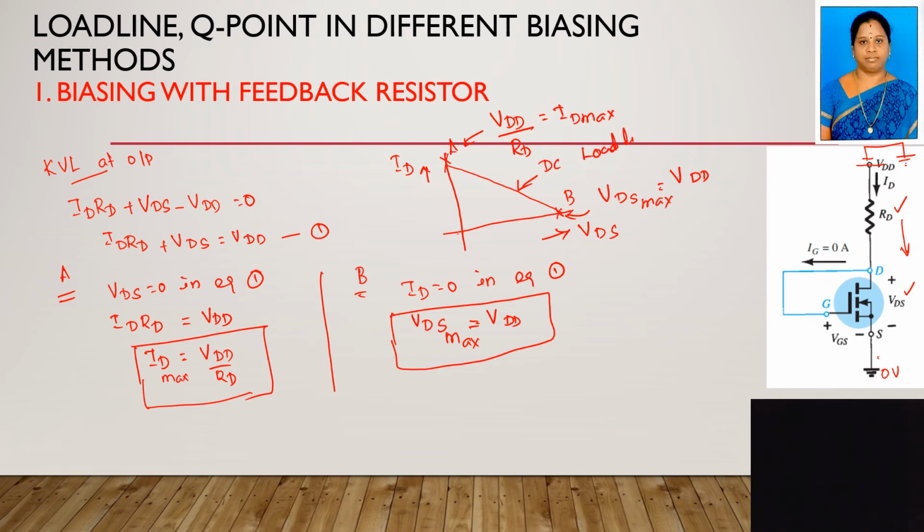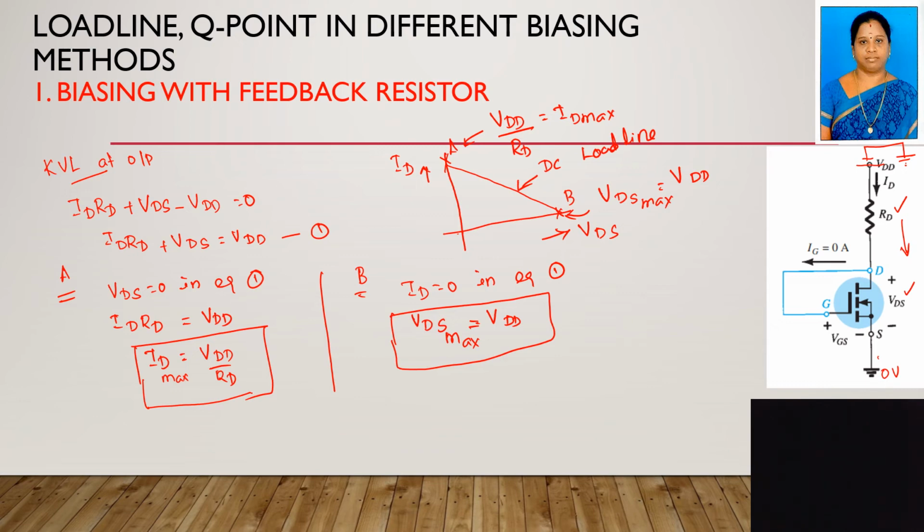If you want to draw the DC load line, always we have to apply the KVL at the output side, right? You will be getting one equation. In that equation, you have to substitute VDS equal to 0. You will get the point A. Then you have to substitute ID equal to 0, that is point B, right? After locating these 2 points, if you draw a line, that is called DC load line. Clear, everybody? Right? Next we will see what is Q point.